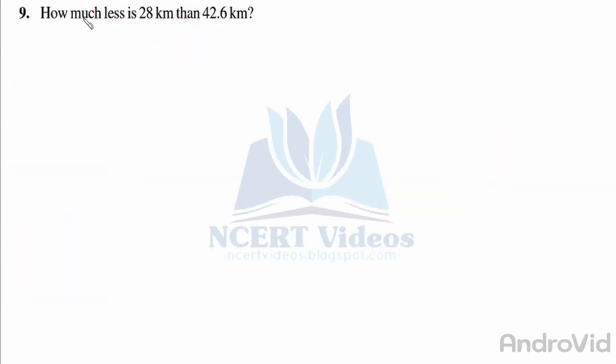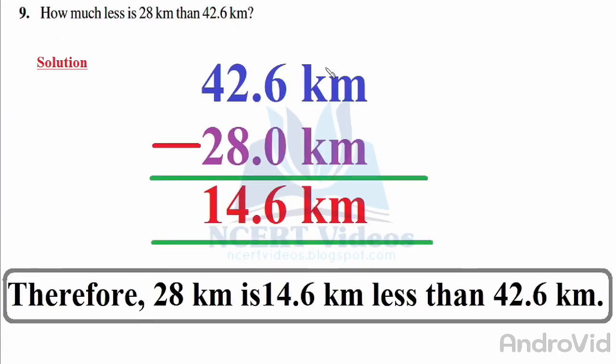9th. How much less is 28 kilometers than 42.6 kilometers? Write 42.6 kilometers, and the smaller number, 28 kilometers, below because the difference has been asked. Kilometer as it is. 6 minus 0 is 6. Point as it is. Now borrow. It becomes 12. Minus 8 is 4. Since borrowed, it became 3. 3 minus 2 is 1. So 28 kilometers is 14.6 kilometers less as compared to 42.6 kilometers. So that was the last question, question number 9.